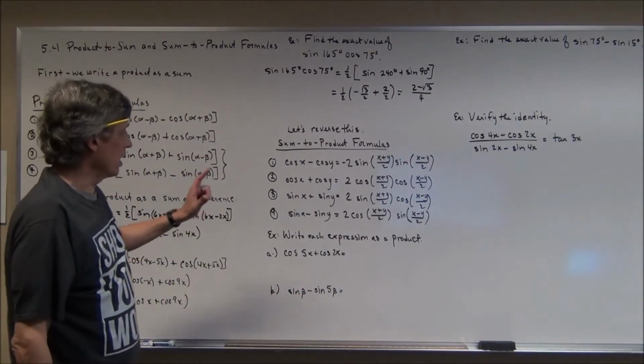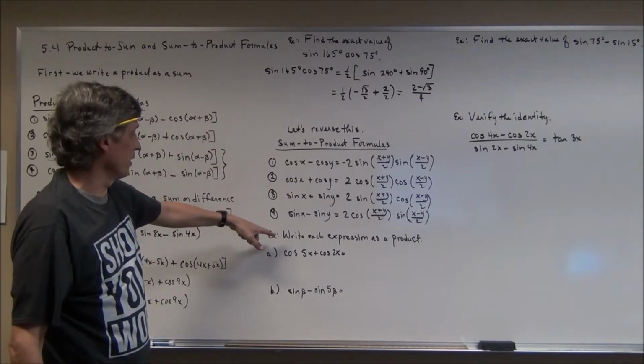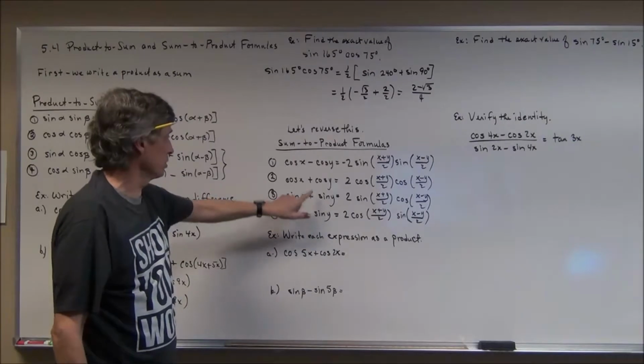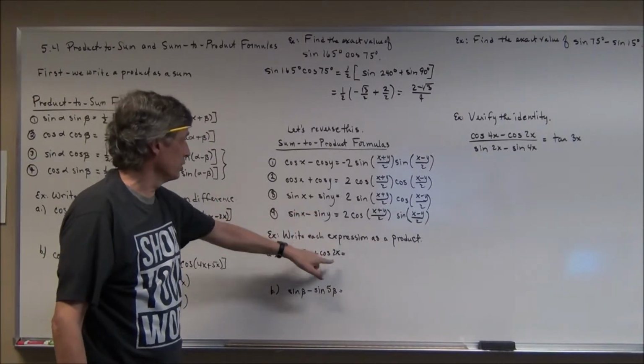So I'm not going to read through all this. I'm thinking you could probably read through that yourself. I'm going to write each expression as a product. Now this one is the sum of cosines, so I'm going to use formula 2 here. My x is 5x and my y is 2x.